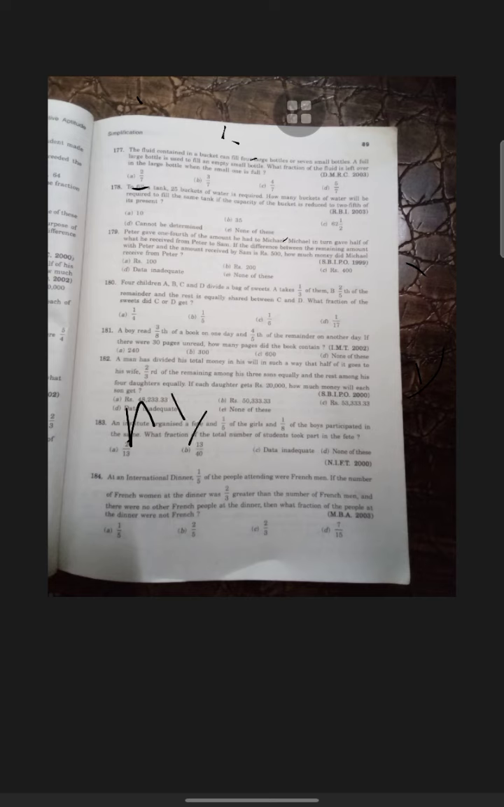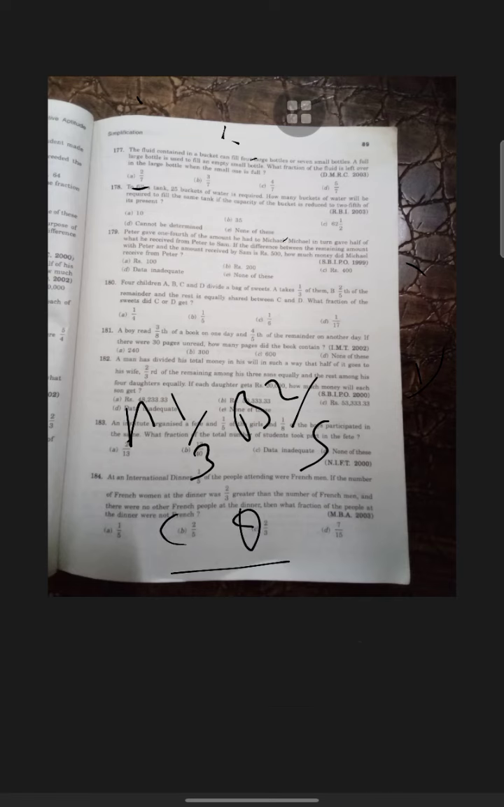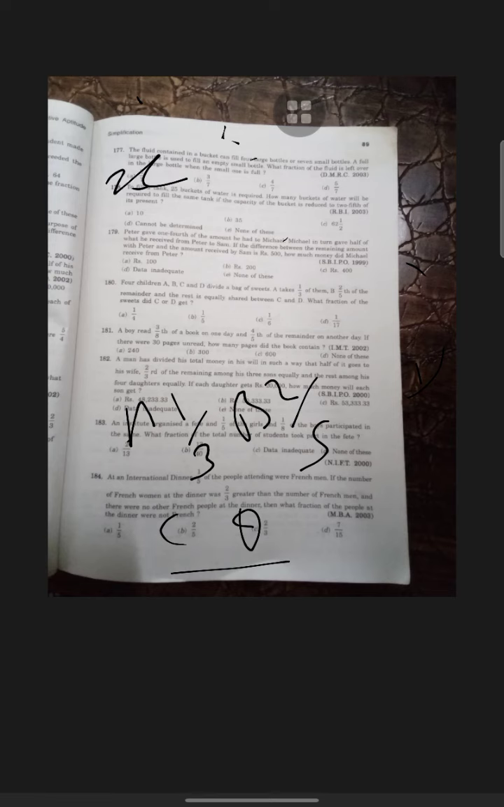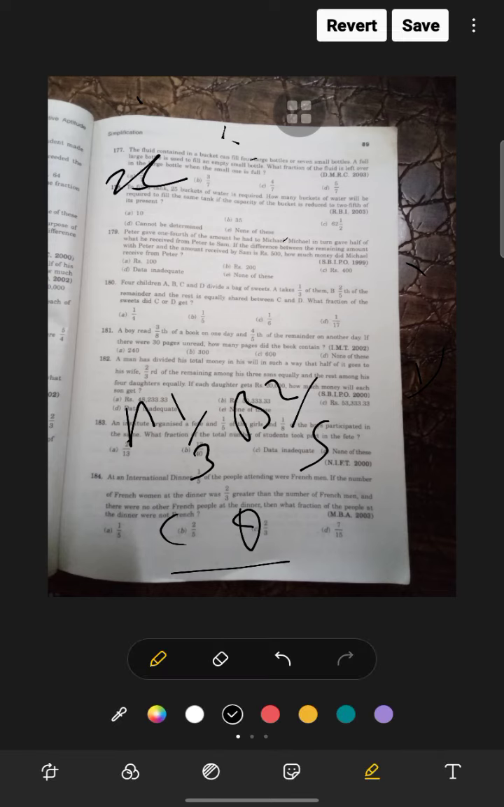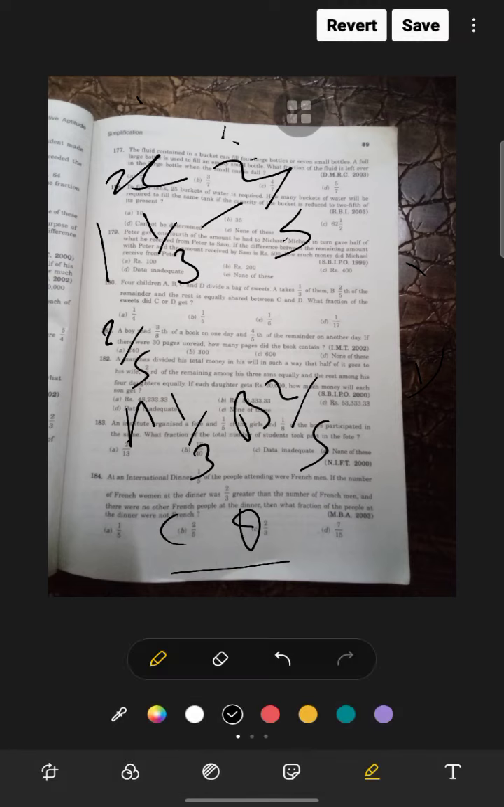A, B, C, D divide a bag of sweets. A takes 1 by 3rd of them, B takes 2 by 5th of the remainder, and the rest is equally shared between C and D. Equally shared between C and D. So let's assume the total is x. If it is 1, then A's share will be 1 by 3, so the remaining will be 2 by 3. And B's share is 2 by 5 of 2 by 3.